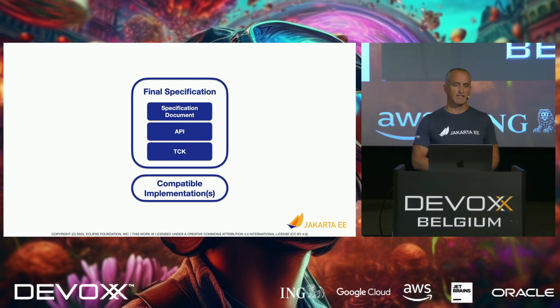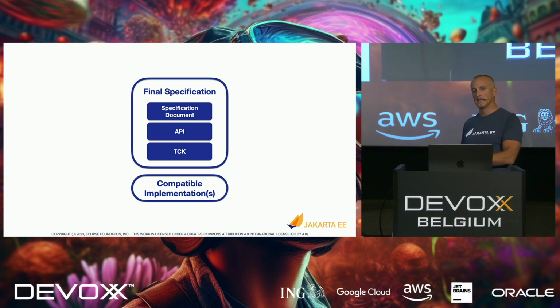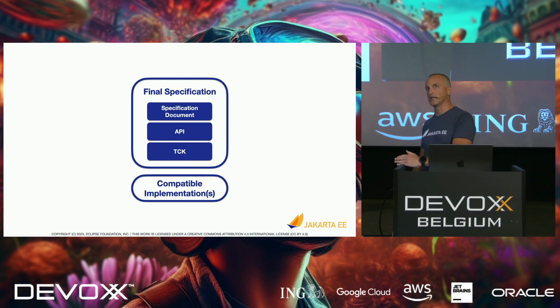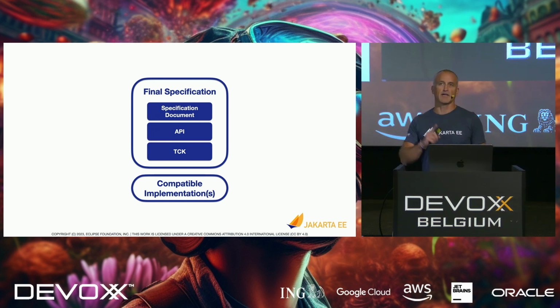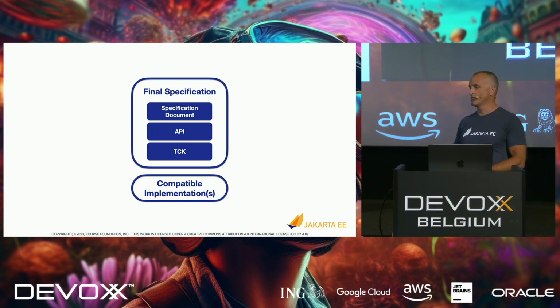And then we have a test compatibility kit, or a TCK, that is a test suite that validates that an implementation fulfills all the requirements in the specification documents and the API. And an implementation that fulfills all these requirements is a compatible implementation. And in order to have a final specification in Jakarta EE, we need at least one open source compatible implementation. There can be multiple implementations, but at least one of them has to be open source. Most of them are open source, but there are some closed source options as well, and that's fine, as long as there is one open source.